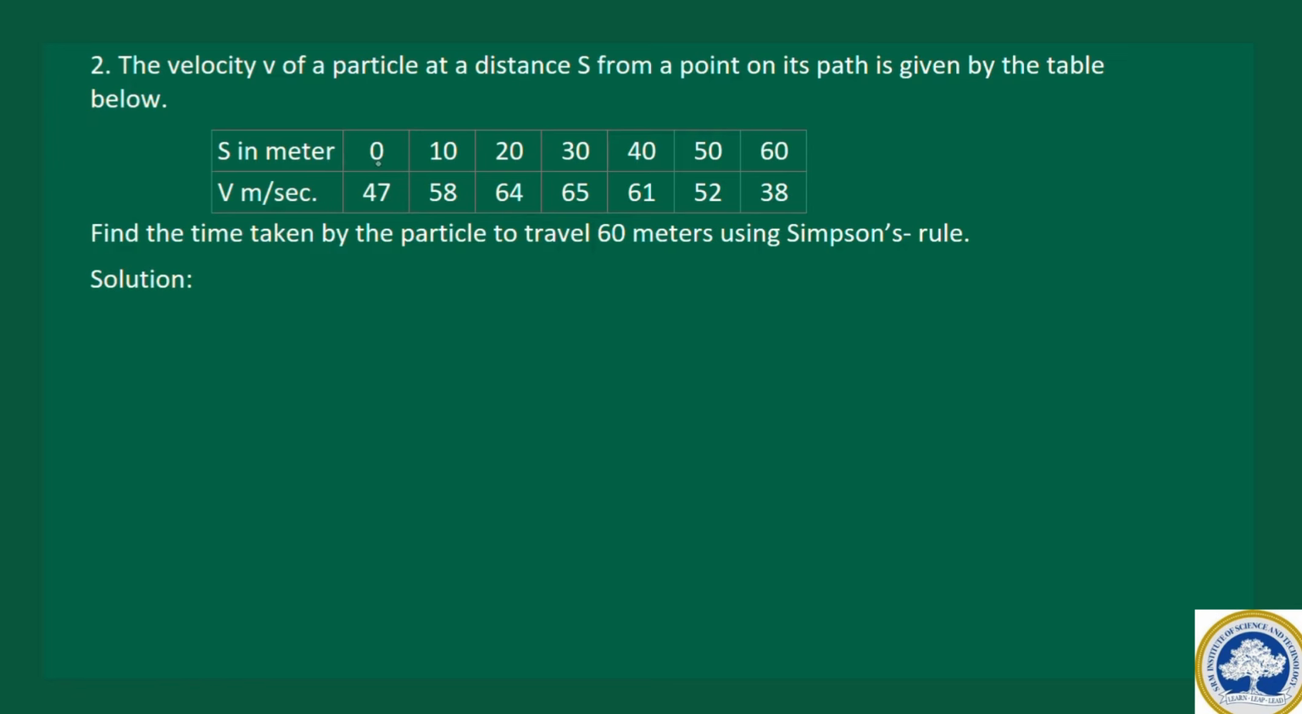Since the data given here is x0, x1, x2, x3, x4, x5, x6, here n is equal to 6. So 6 means it is even as well as a multiple of 3. So both methods we can apply, Simpson's 1/3 as well as Simpson's 3/8 rule.